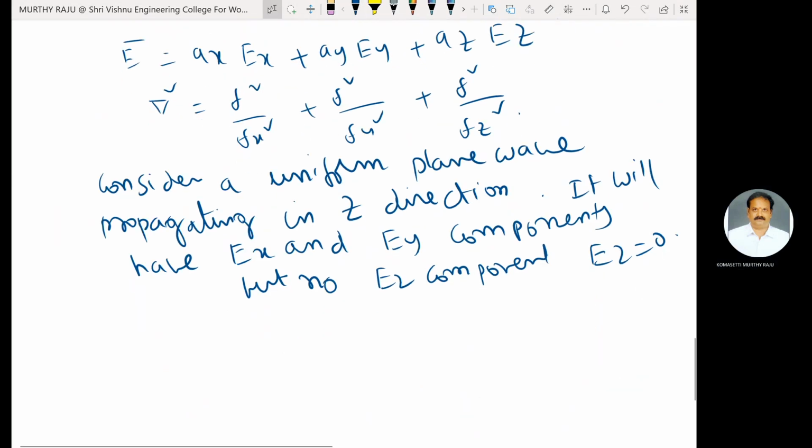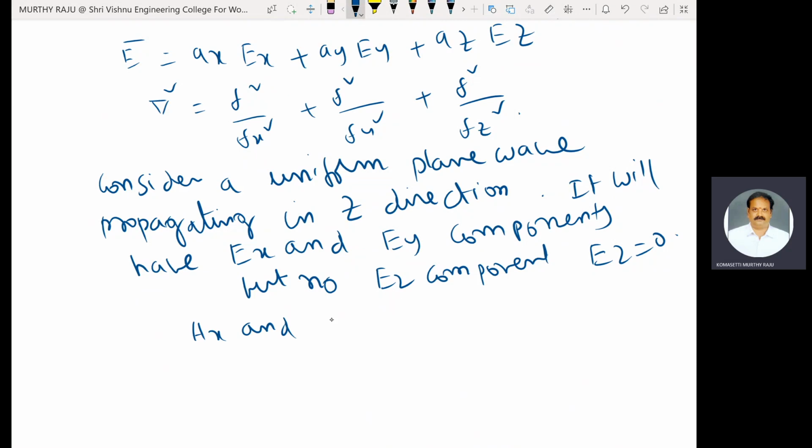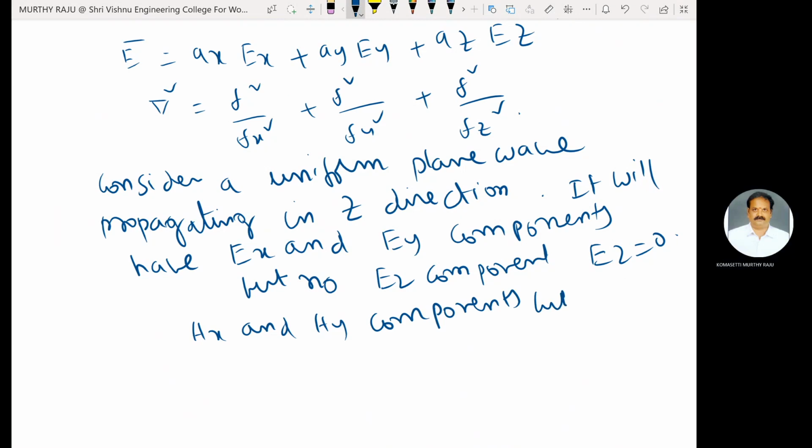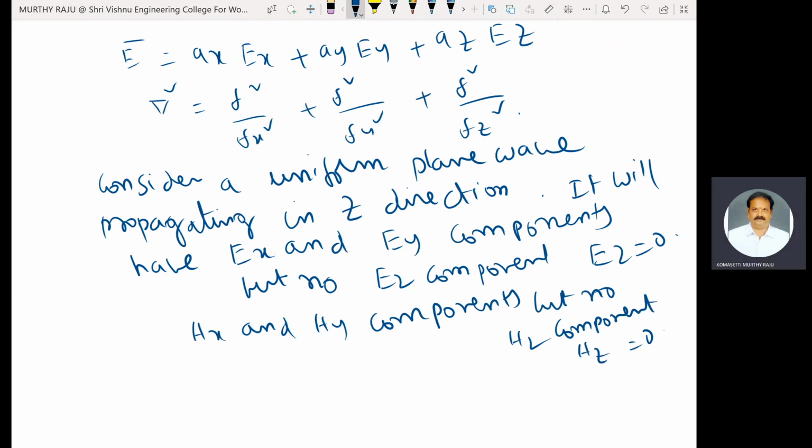Similarly, it will have Hx and Hy components, but no Hz component. Therefore, Hz is equal to 0.